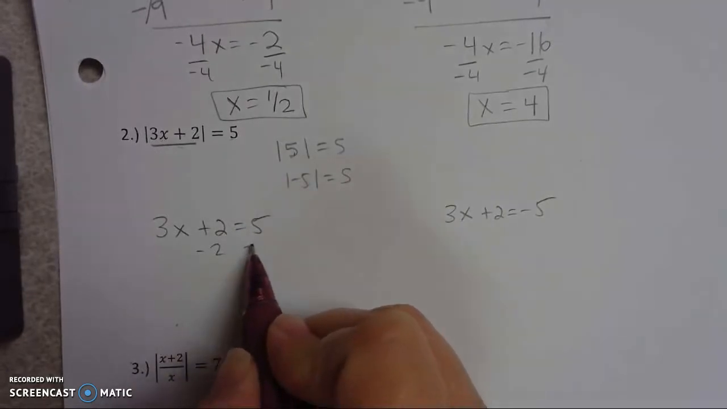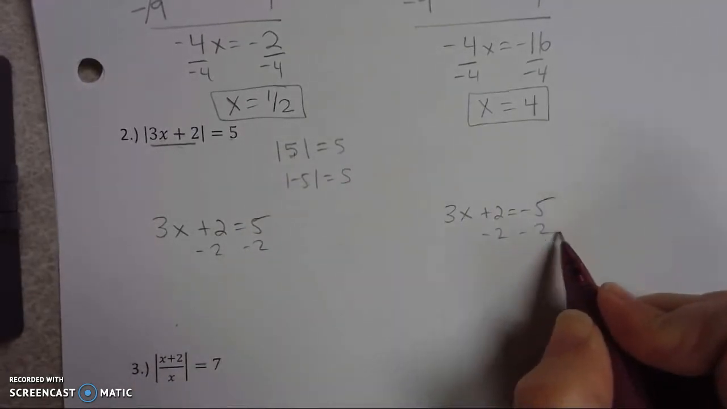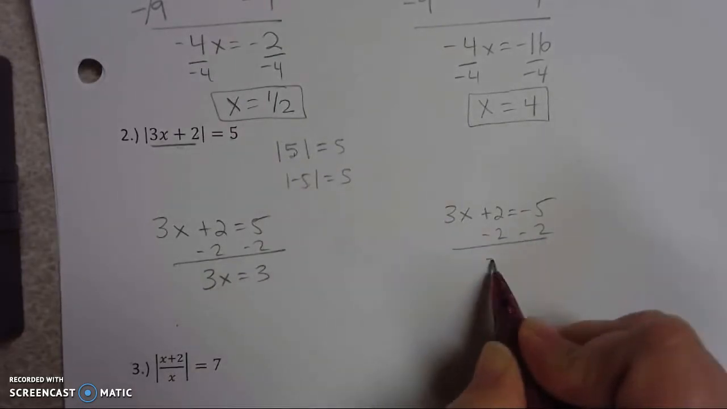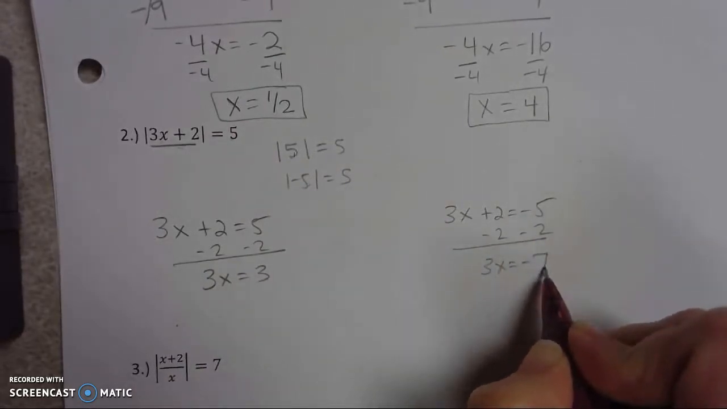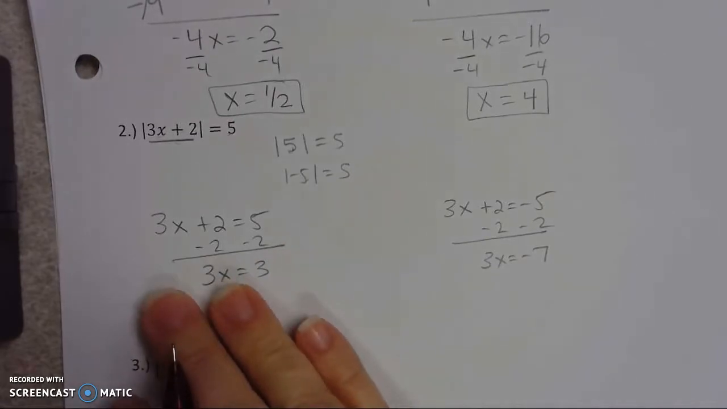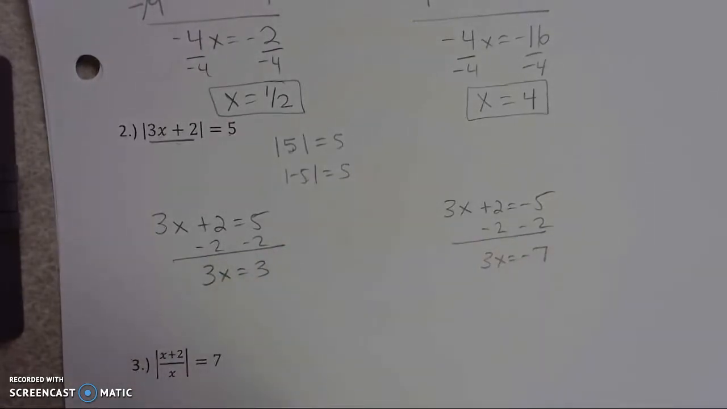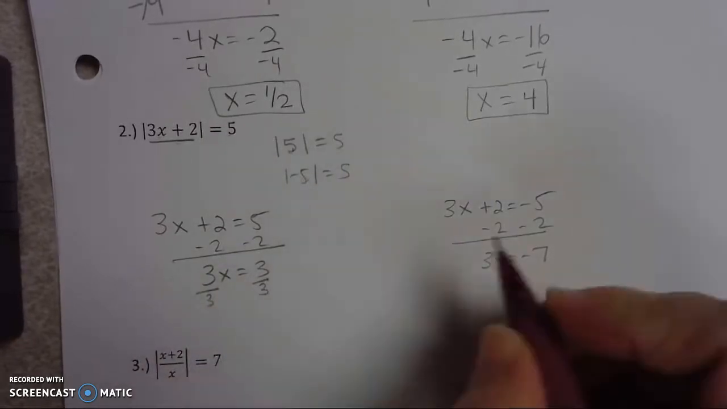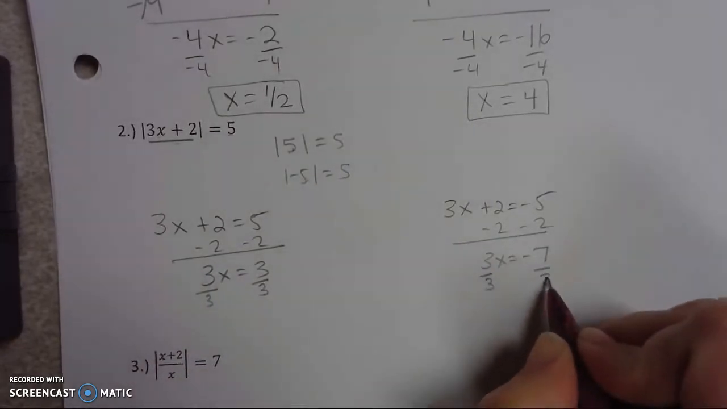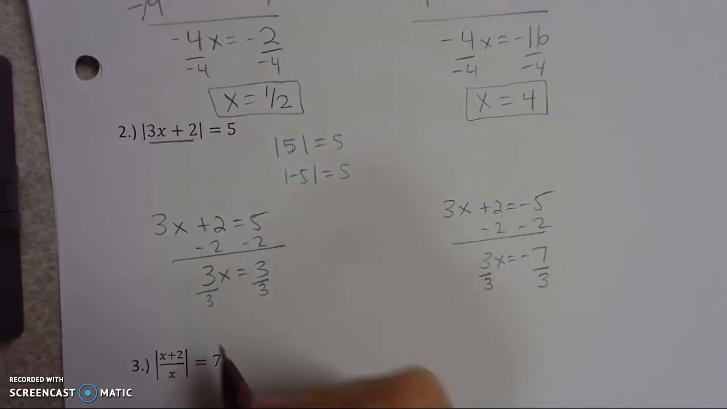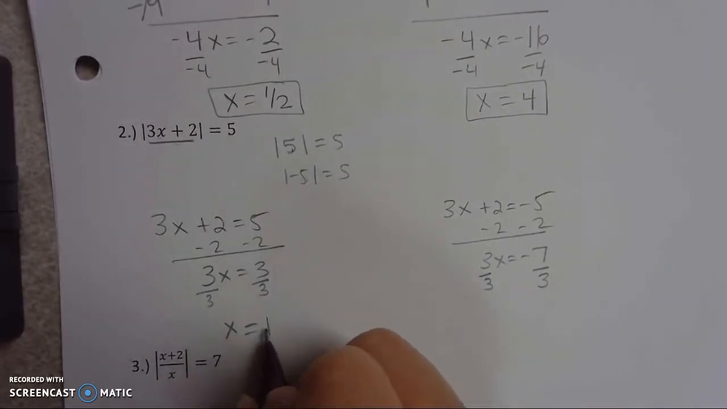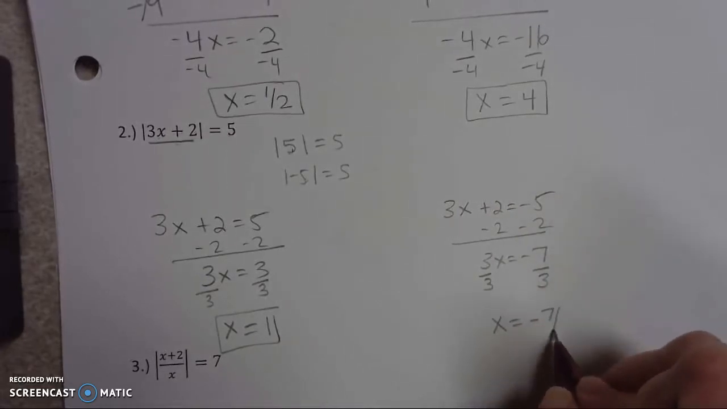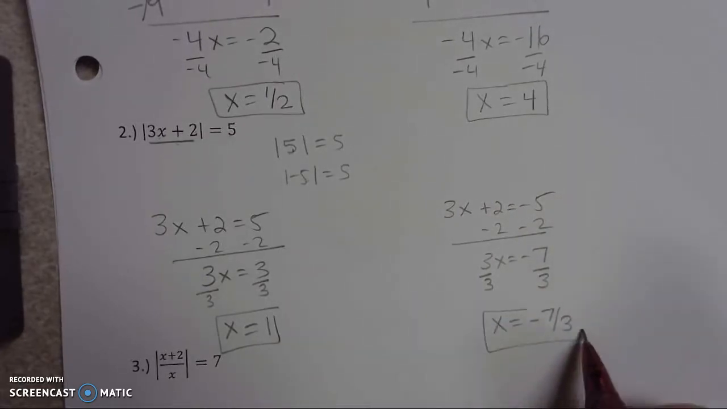Alright, on both, I'm going to subtract 2. I subtracted 2 on both sides for both equations. Then I'm going to divide both sides by 3 on both equations. When I simplify, I get x equals 1. And when I simplify, I get x equals negative 7/3.